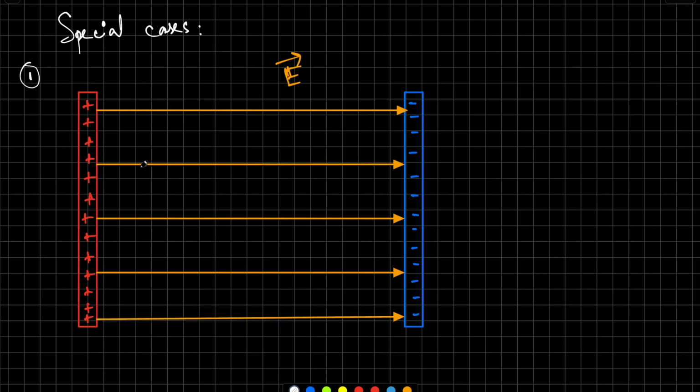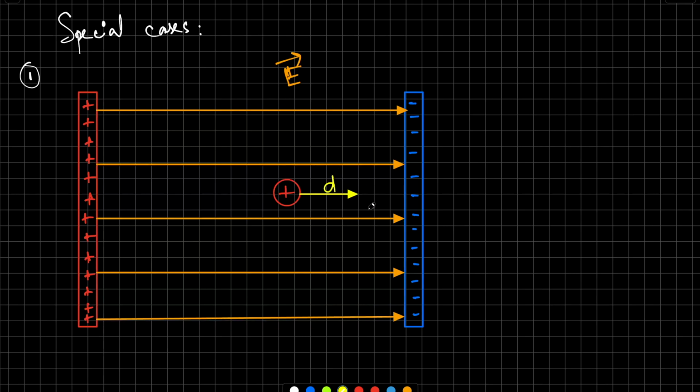This is the first case. Again, I have a positive charge here, and I'm going to move it towards the negatively charged plate. You don't have to do anything to move it on its own, right? So the positive charge is moving towards the right. This is the direction of the displacement, towards the right.